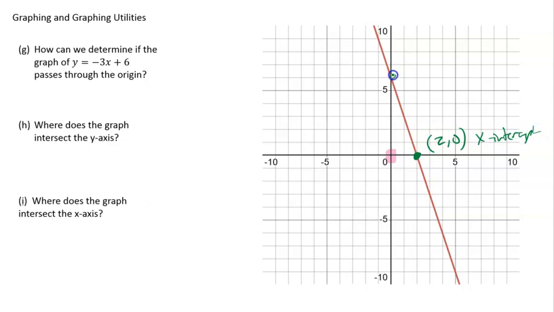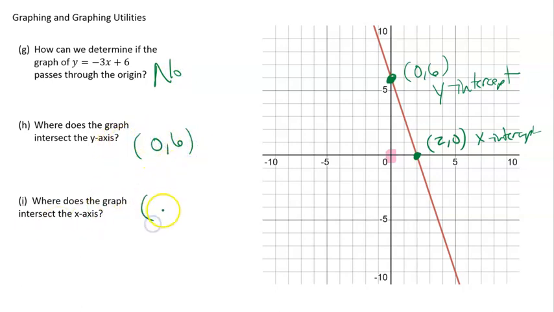What is the y-intercept? It's where it crosses the y-axis right there. That's the point (0, 6), and that is the y-intercept. So if you have a graph, it's pretty easy to answer that question. The y-axis was first, so 0, 6. The x-axis was second, so 2 or third, 0.